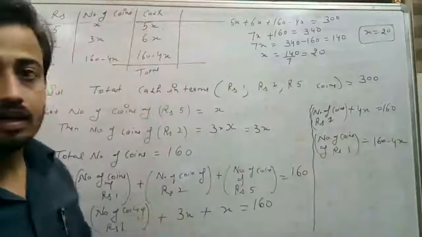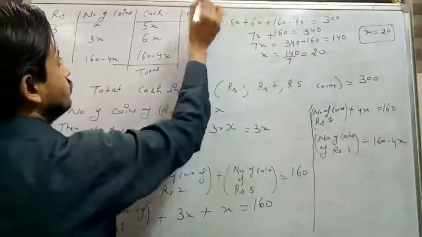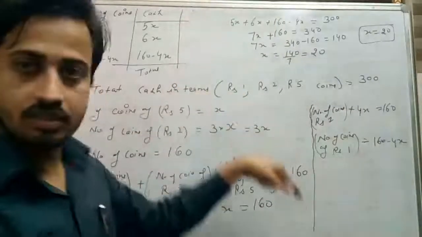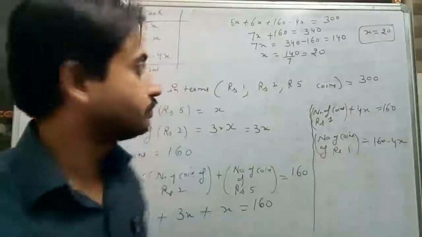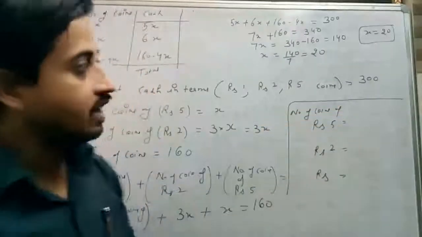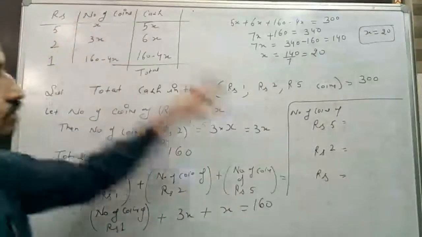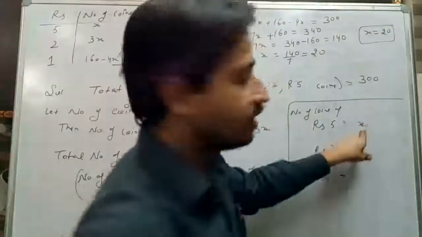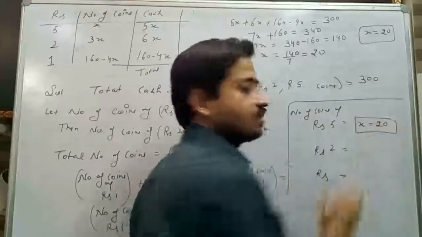Now we have to calculate the number of coins. Please make a note first, then I will rub the portion and calculate the number of coins. So I rub this portion. We know the number of coins of rupees 5 is x, and the value of x is 20. So our first answer is 20.